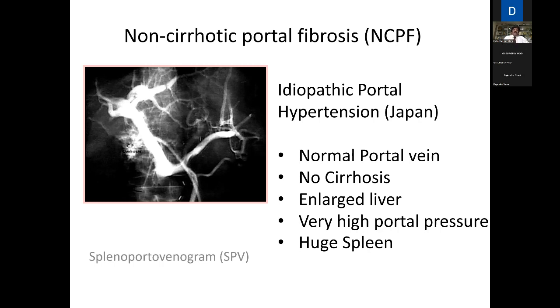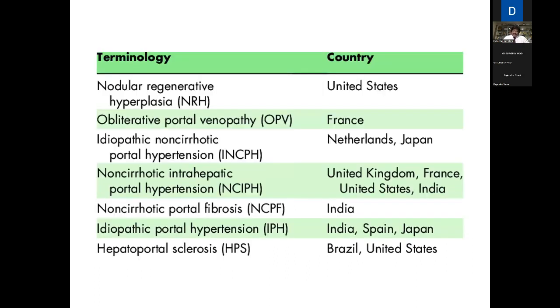They have a normal portal vein. They have no cirrhosis. The liver is slightly enlarged. They have high portal pressures because there's periportal fibrosis. There's a fibrosis in the liver, in the periportal area. And strangely enough, these patients will have huge spleens.